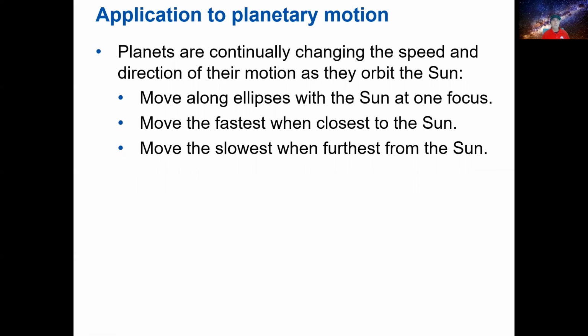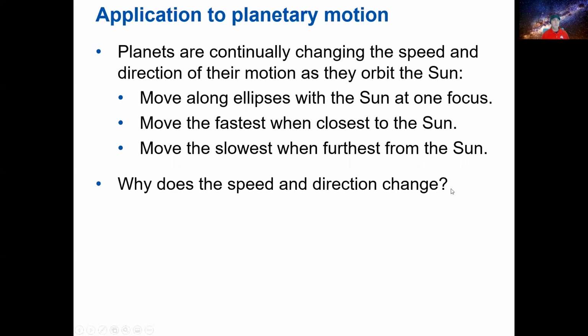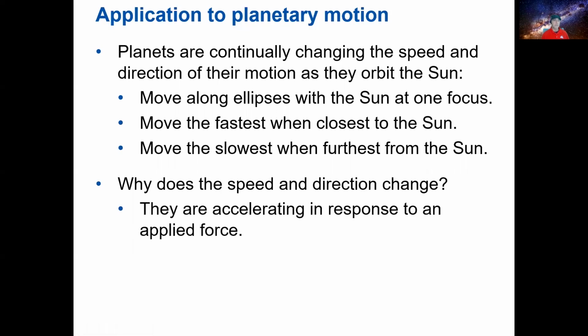For example, celestial objects, including planets, are always changing the speed and direction of their motion. So why do they change the speed and direction? They are responding to an applied force. And what force is that? These changes in the intensity and direction of motion happen in response to the force of gravity.